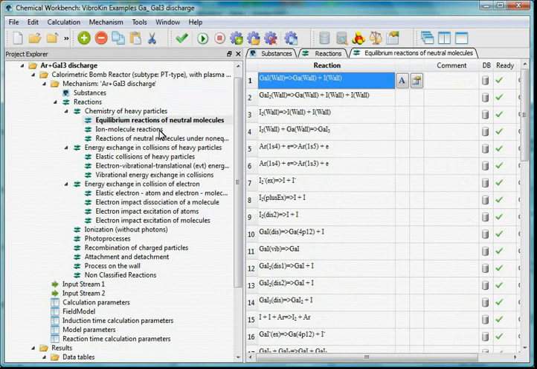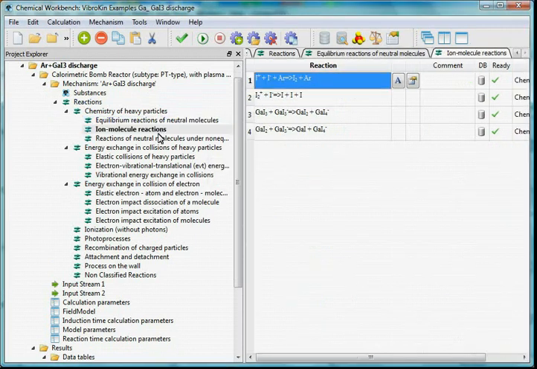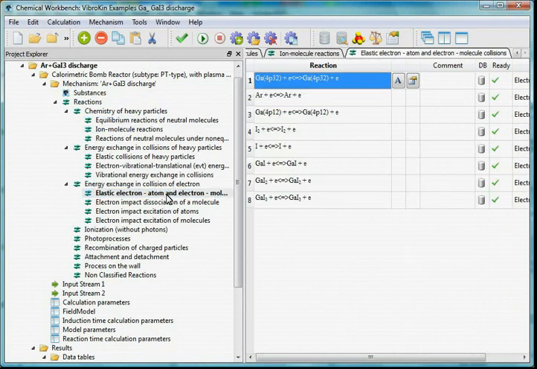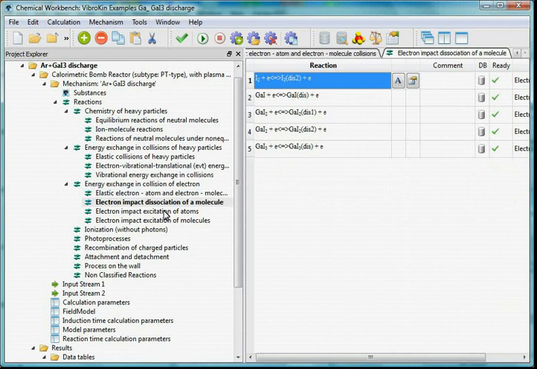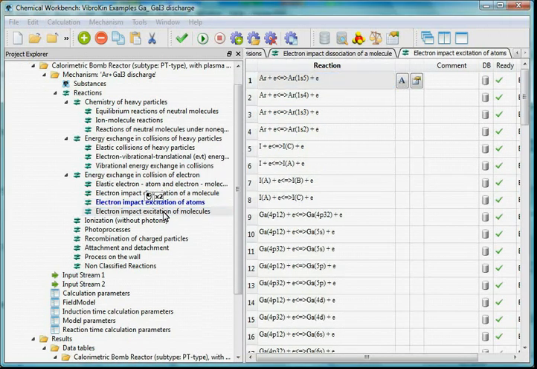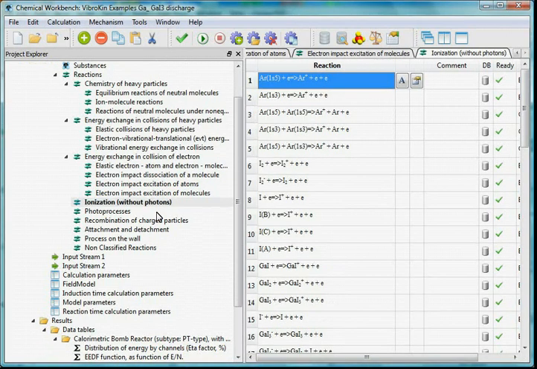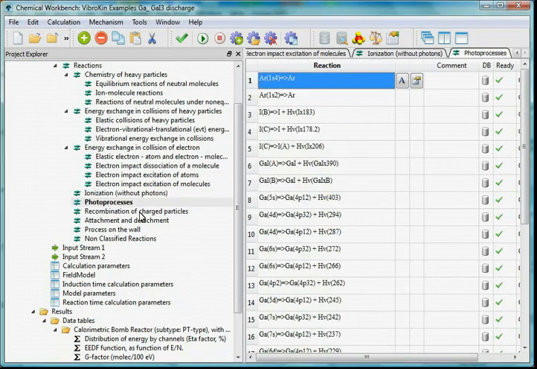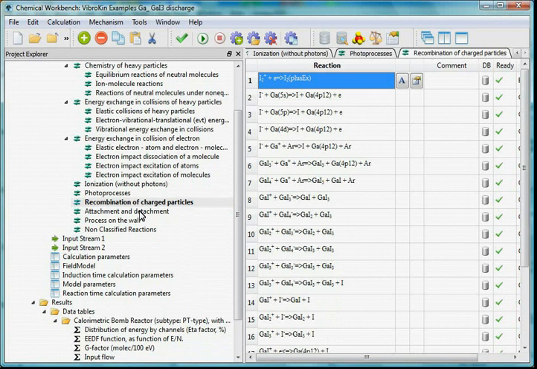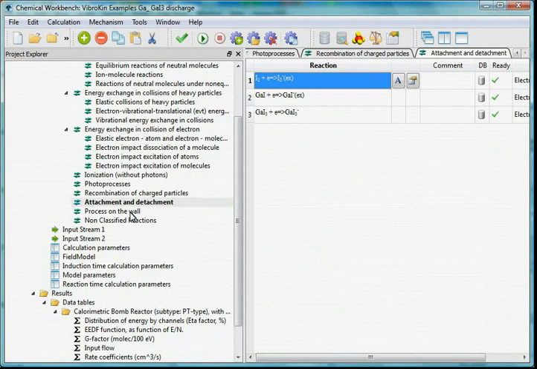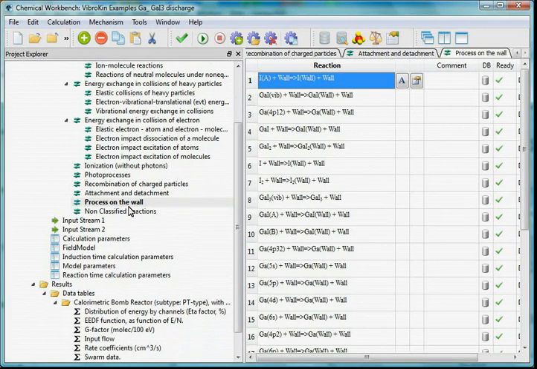A set of electronic and chemical processes are included in the kinetic model: chemical processes of neutral species, ion molecular reactions, elastic electron atom and electron molecular collisions, electron impact dissociation of molecules, electron impact excitation of atoms and excitation of molecules, ionization from the ground state, stepwise ionization and Penning processes, emission processes, recombination of charged particles, attachment and detachment processes, diffusion of atoms to the tube wall, ambipolar diffusion processes of ions and electrons.